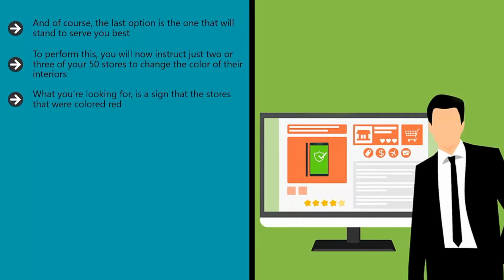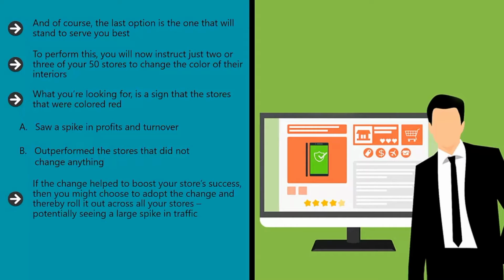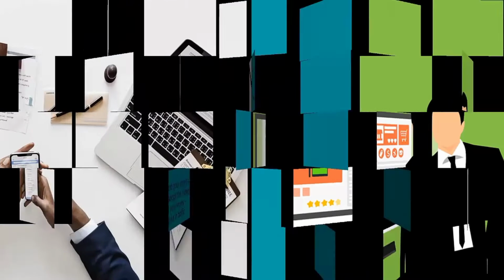What you're looking for is a sign that the stores that were colored red, A, saw a spike in profits and turnover, B, outperformed the stores that did not change anything. If the change helped to boost your store's success, then you might choose to adopt the change and thereby roll it out across all your stores, potentially seeing a large spike in traffic. If the change hurt your store's success, then you simply change it back and then run the next experiment.